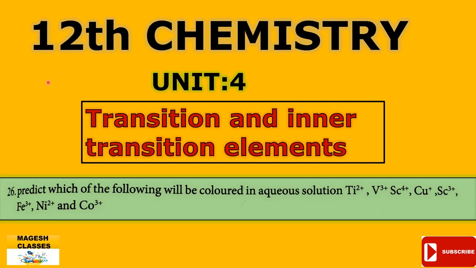In this presentation we are going to discuss unit number 4, transition and inner transition elements. Book back questions, question number 26. Predict which of the following will be colored in aqueous solutions: titanium 2+, vanadium 3+, scandium 4+, copper +, scandium 3+, Fe 3+, nickel 2+ and cobalt 3+. This presentation explains how to find out the nature of the ions, whether it is colored or not. Let us move into the topic.